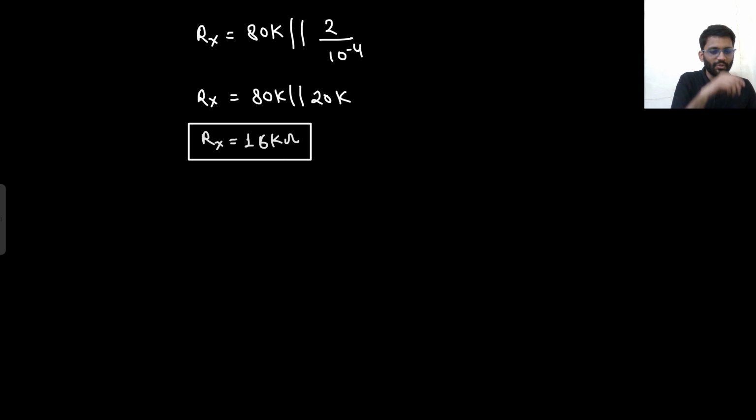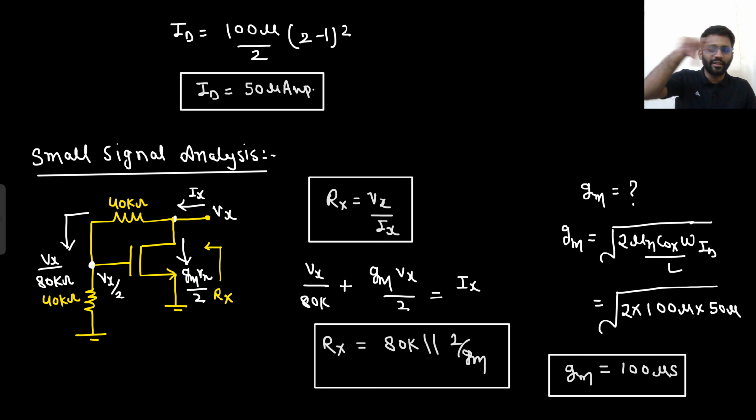Did you understand this? Small signal resistance we calculated. How did we calculate it? We just need to determine the value of Vx by Ix. So we have to anyhow get the value of Vx by Ix. That is our target. So we can apply nodal analysis. The current here was Vx by 80K. The current downward was Gm Vx by 2. So Vx by 80K plus Gm Vx by 2 is equal to Ix. So Vx by Ix, what will be the Rx? That would be 80K parallel with 2 by Gm.